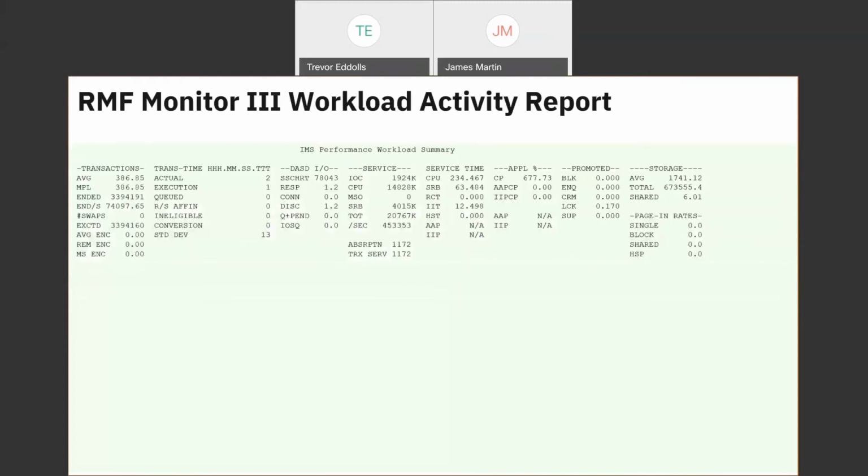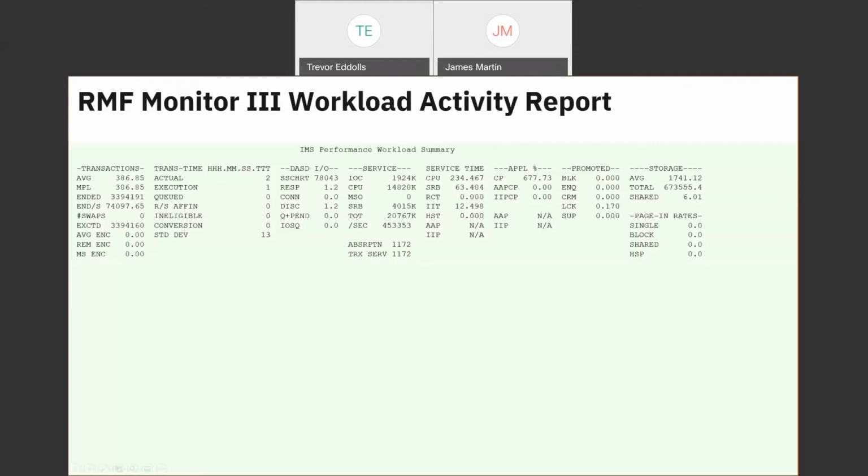The first thing we're going to look at here is just the RMF Monitor 3 workload activity report. You can see here that I actually get very detailed information around CPU usage, CPU and SRV times, execution details, all that type of information is provided by RMF. And don't get me wrong, I'm not an RMF expert by any means. So there may be a lot of other information in some of these reports that I don't personally point out that you guys know about.